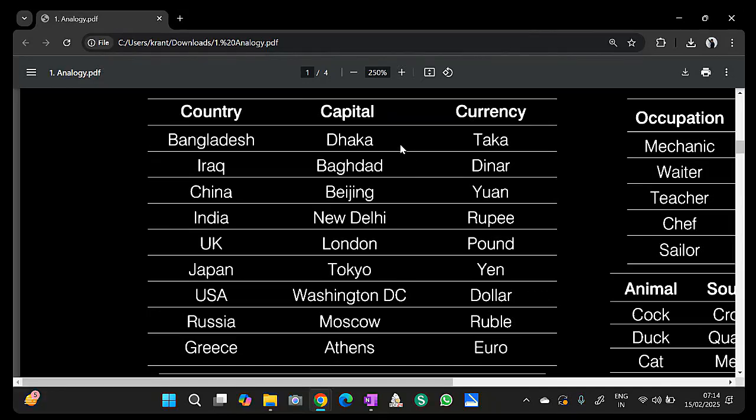These are only a few examples. We have almost all the countries. The notes are with the old students. You can get them from the old students and copy everything. All countries, capitals, and currencies I have given.